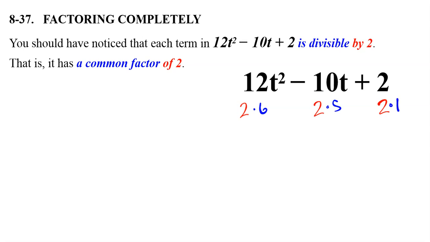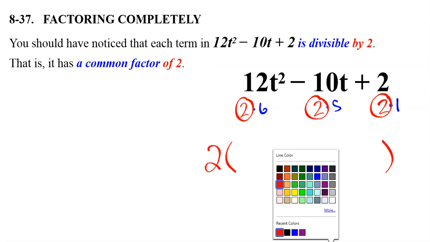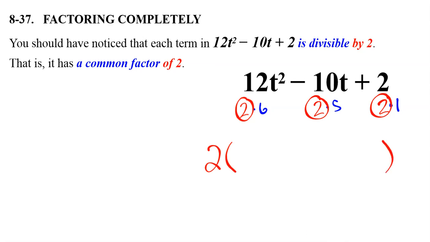We can still take things out of it. So we can pull that 2 out. So let's take the 2 out, and that's what we're left with. So we take out this 2, and what we're left with inside is 6t squared minus 5t plus 1. And we can't really take that apart anymore.